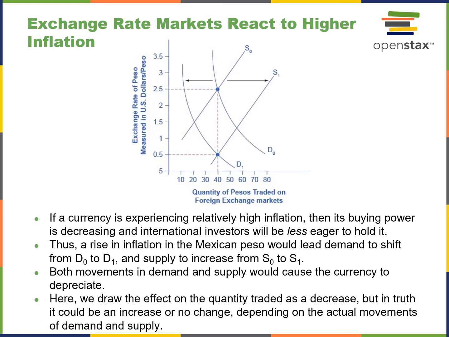Exchange rate markets react to higher inflation. If a currency is experiencing high inflation, its buying power is decreasing, and once again, people don't want to hold it. A rise in inflation in the Mexican peso would lead to a demand shift from D0 to D1, and supply will increase from S0 to S1. Both movements in demand and supply will cause it to depreciate.